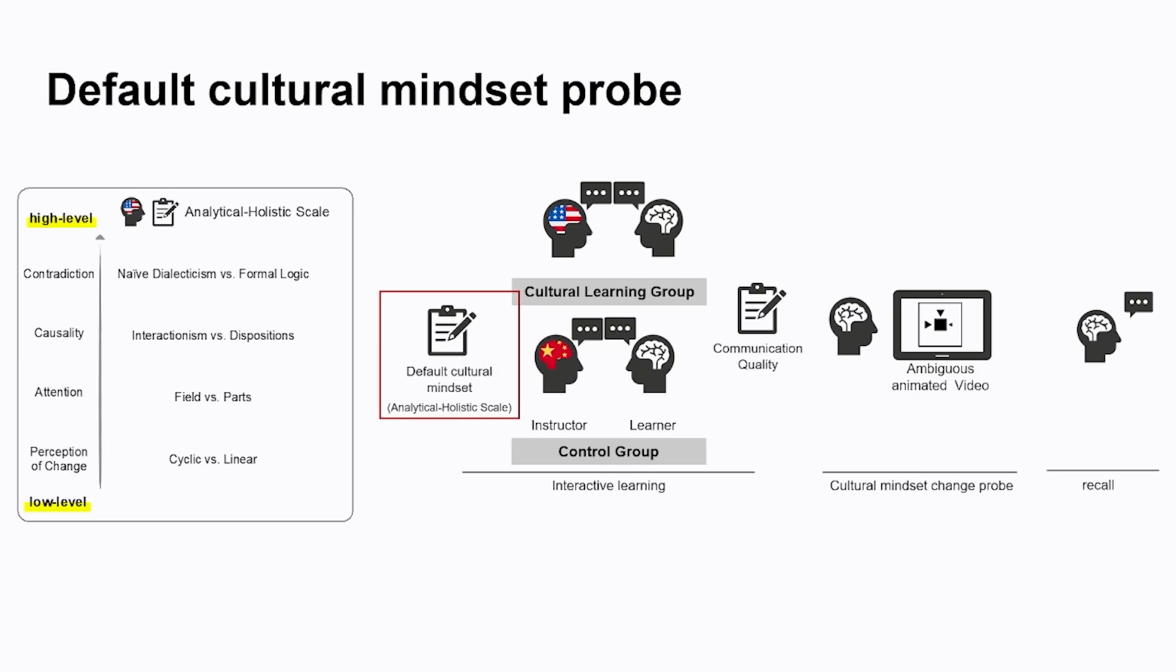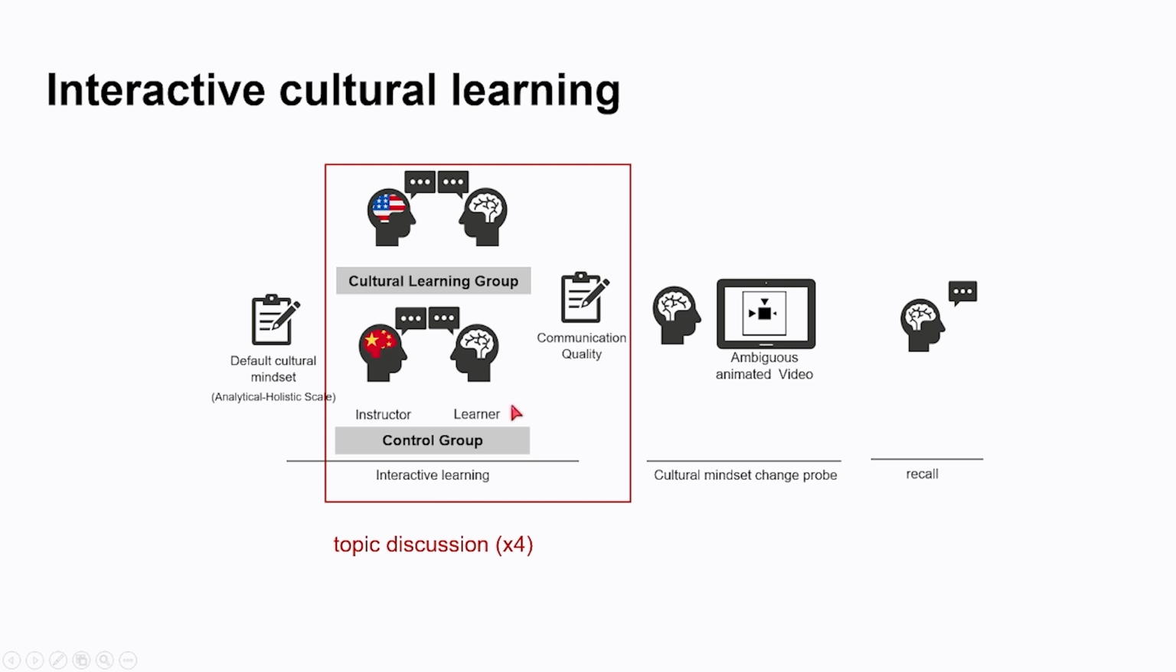control learning group. At the beginning of our experiment, all participants completed a questionnaire known as the analytic-holistic scale to identify their default cultural mindset. This scale includes four dimensions, evaluating the cultural mindset from a low cognitive level to a high cognitive level. Then, each instructor-learner pair engaged in a four-round topic discussion on some culturally relevant topics, and the learners were asked to rate the instructor's teaching quality after the conversation.